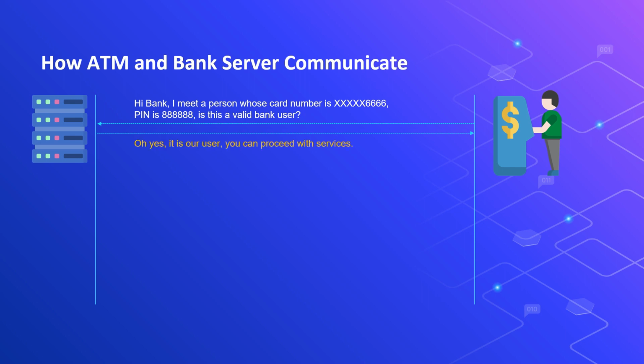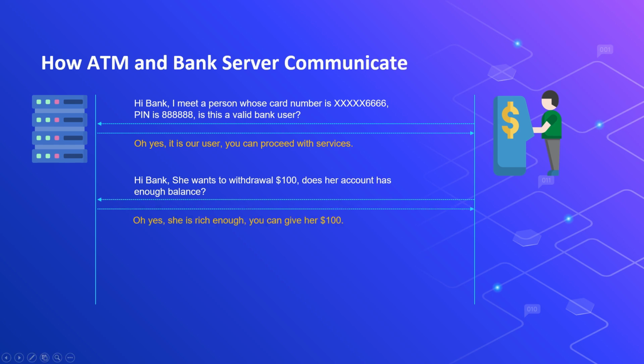Then the bank server will reply like, yes, it's our customer. You can proceed with the services. I say, okay, I need $100. Then the ATM will ask the bank server again, like, hi bank, she wants to withdraw $100. Does her account have enough balance, right? It must make sure I have 100 to give me 100. So the server will check on itself, then it will reply like, oh yes, she's rich enough.